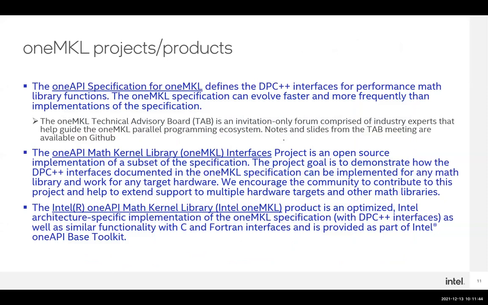Well, there is more than one MKL project, and this slide details the various projects that exist in this space. First, there is the oneAPI specification of oneMKL, which defines the DPC++ interfaces for performance math library functions. And there is a technical advisory board consisting of industry experts, which helps guide the oneMKL parallel programming ecosystem. Second, we have the oneAPI math kernel library interfaces, which is an open source implementation of a subset of the specification. The goal of this project is to demonstrate how the DPC++ interfaces documented in the specification can be implemented for any math library and how they will work on any target hardware. Third, and most importantly, probably, we have the Intel oneAPI math kernel library, which we have already introduced.